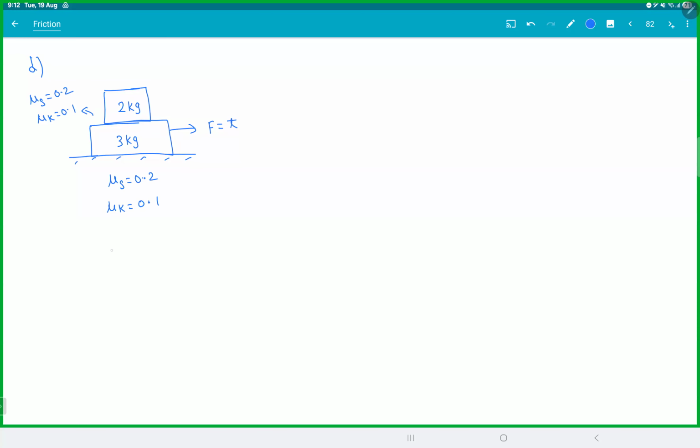So what is friction on the ground? Remember, this will be static. That will be 0.2 into 50, 10 newtons, the same thing we got before. That means up to 10 seconds, no one is going to move.